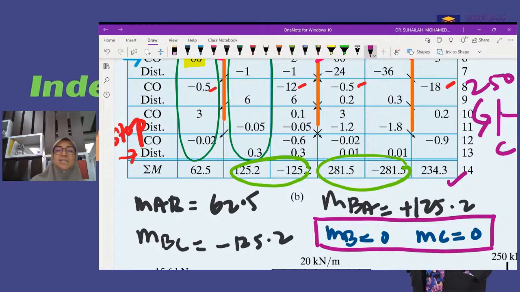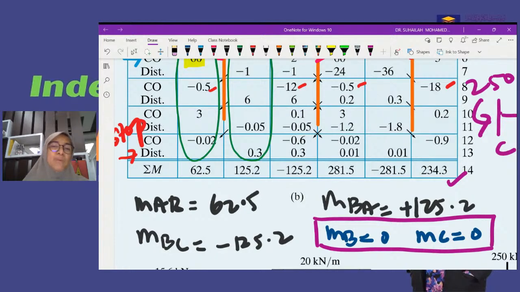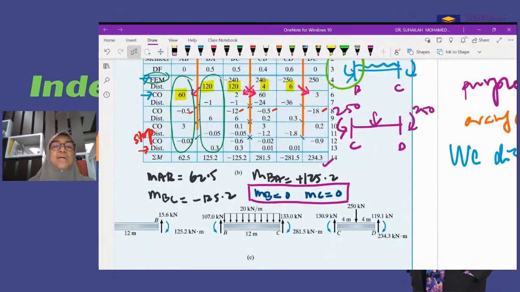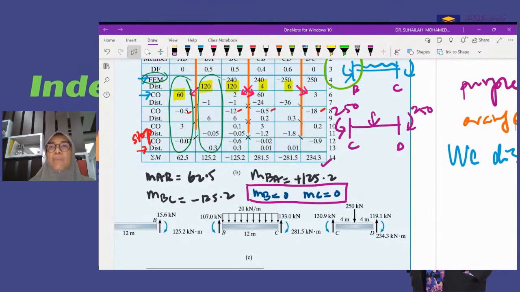This value is actually the internal moment, also the member end moment, and this is the value in the bending moment diagram. So from this, we can draw the diagram by only referring to the sign. For example, for member AB, the moment that we get is positive and positive, and due to this, the diagram will be like this.